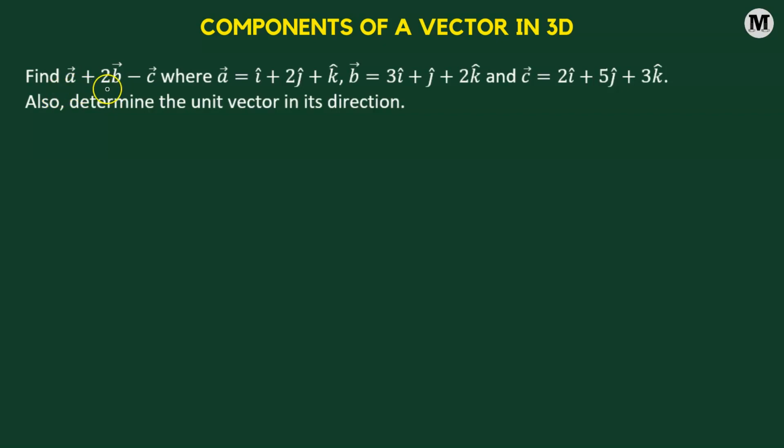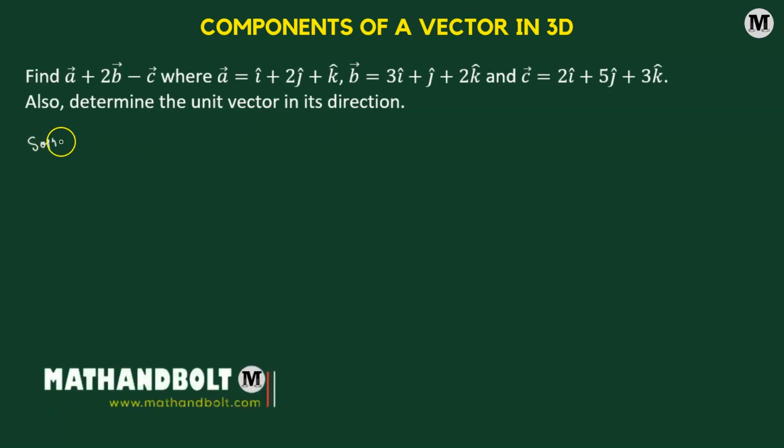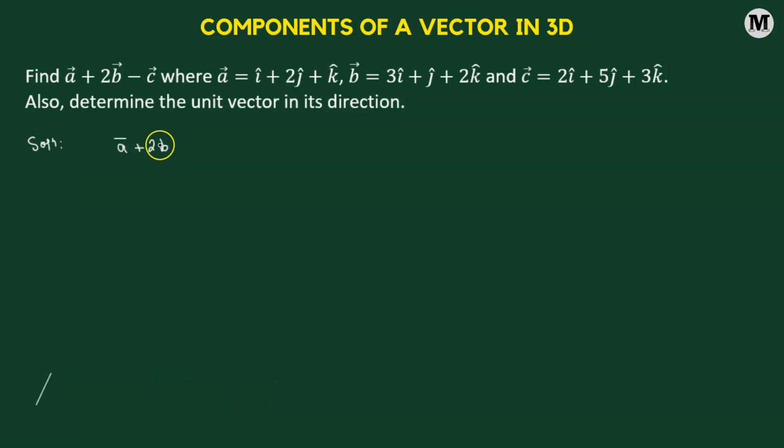Find A vector plus 2B vector minus C vector, where A vector, B vector, and C vector are given. Also, determine the unit vector in its direction. Let us begin. So first, let us compute the vector A vector plus 2B vector minus C vector. All you have to do is substitute the values of A vector, B vector, and C vector.